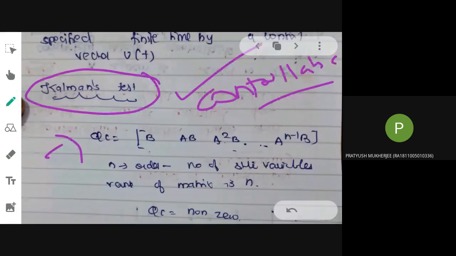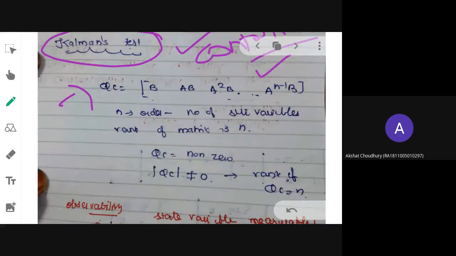QC is equal to B, AB, A squared B, A cubed B, A to the power 4 B, and it will continue. Okay. So you will solve for this matrix. It depends upon the order of the matrix, so this equation will differ. Okay. So n is the order, the number of state variables. What, ma'am?